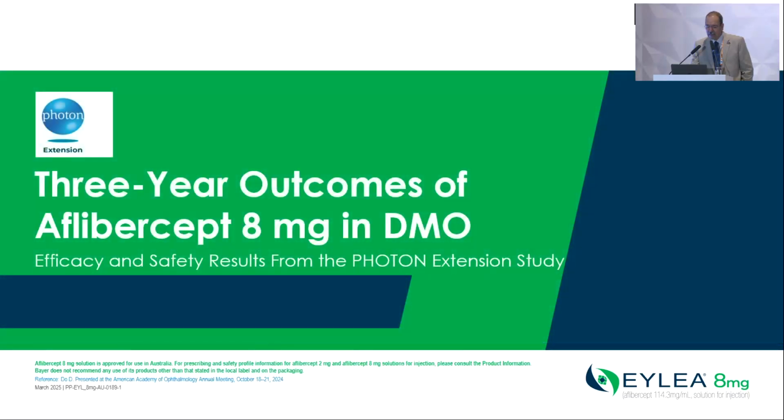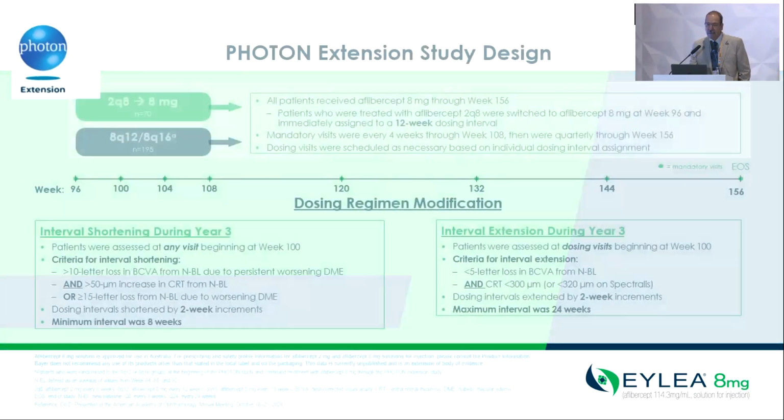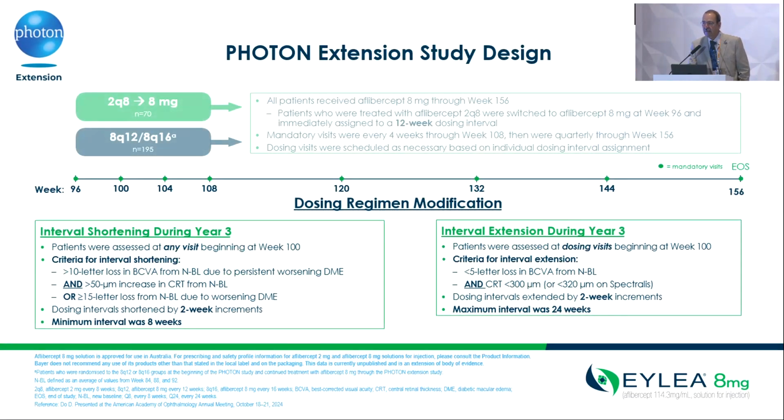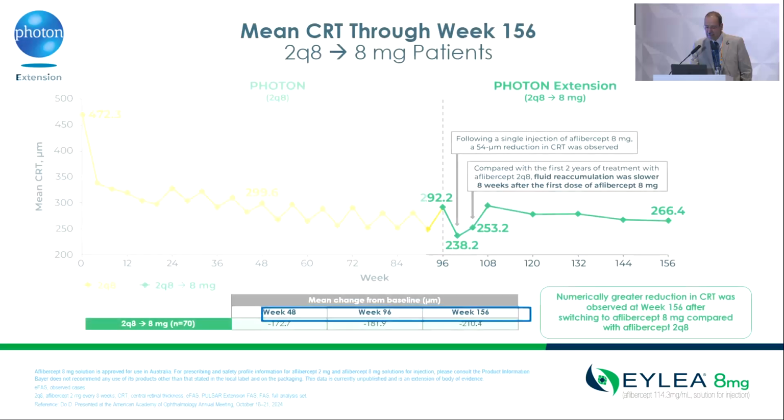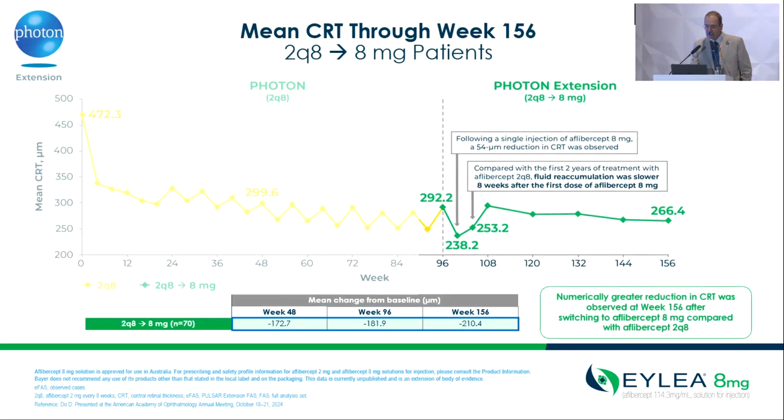When we go on to DME, which is the PHOTON study, now the difference between standard loading doses with aflibercept 8 milligrams, when the studies were done, they used only 3 loading doses instead of 5. So it was the same way as you would do for AMD. And you'll see that the switching also allowed fewer injections in the 96 to 156 week mark. And also this was good for the central retinal thickness.